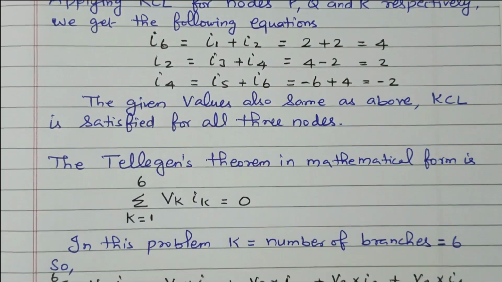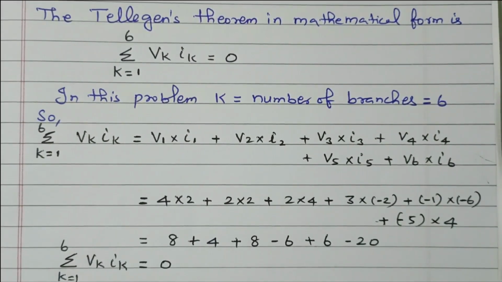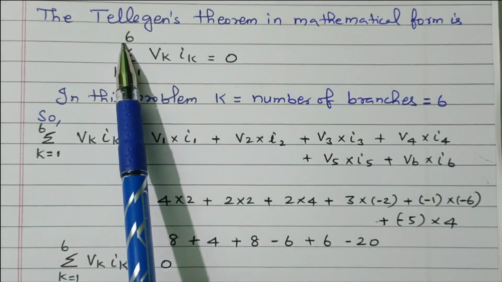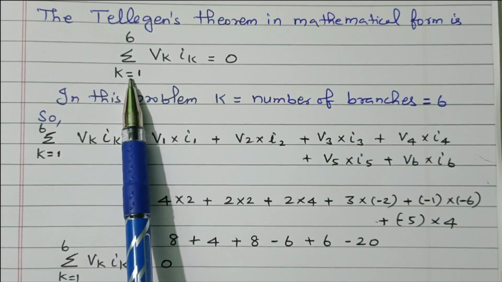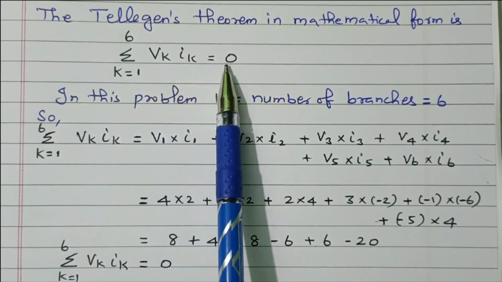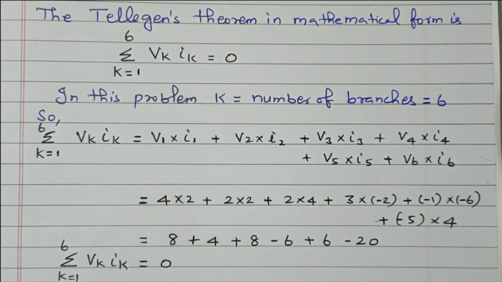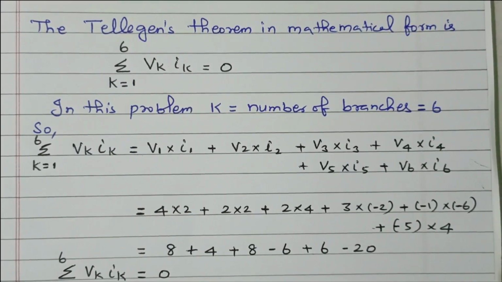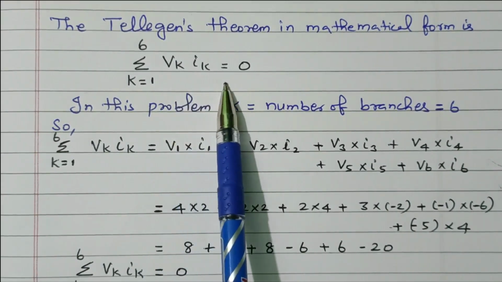Now we'll verify the instantaneous power. That is the important point of Tellegen's theorem. Summation of k equal to 1 to 6. There are 6 branches available, V1 to V6, similarly I1 to I6. Summation of Vk Ik equal to 0. This is the mathematical expression of Tellegen's theorem. Right? So summation of k equal to 1, Vk Ik equal to 0.